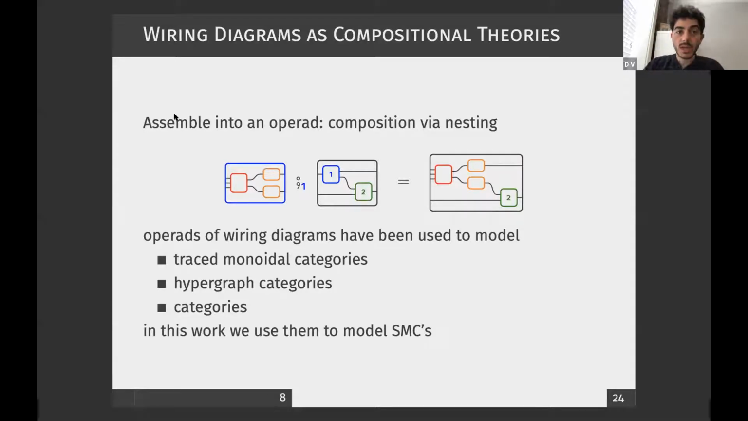The way in which we compose wiring diagrams is via nesting. So if you had this wiring diagram over here, and this wiring diagram over here, and you wanted to put this one inside of slot 1 over here, you would get this composition. Operads of wiring diagrams have been used to model trace monoidal categories, hypergraph categories, and even just regular old categories, which we'll look into now since it's the simplest and most fundamental example. And then in this work, our goal is going to be to model symmetric monoidal categories this way.